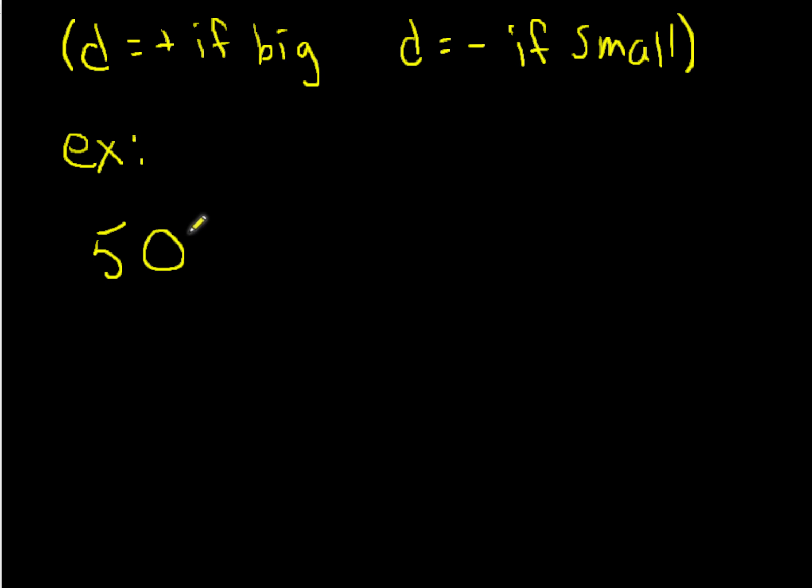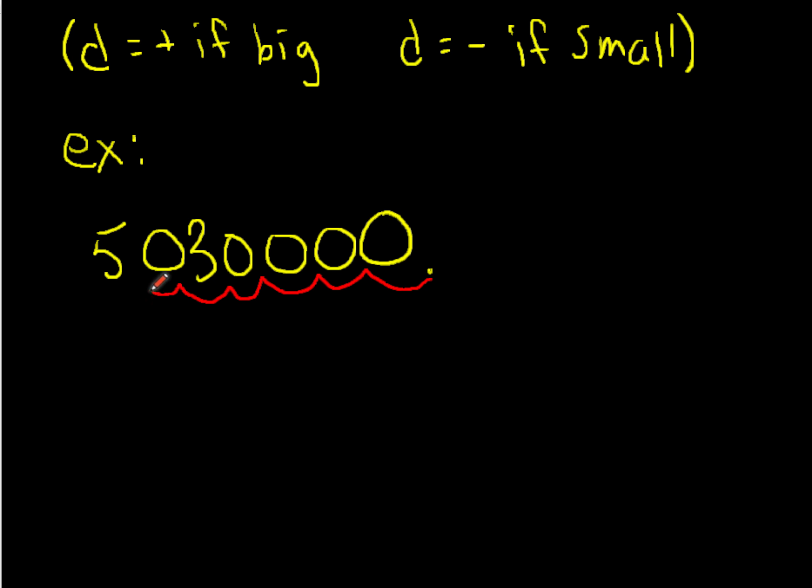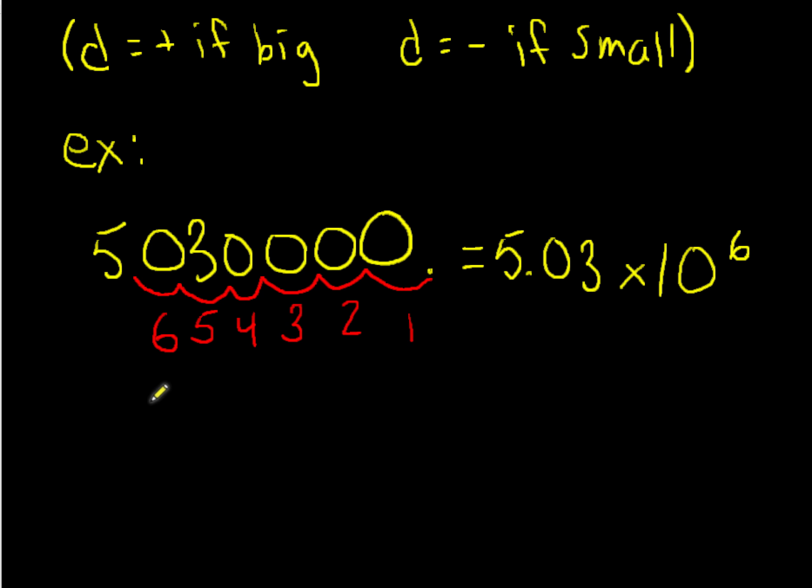Here's an example. 5030000. We start by finding the decimal and moving it over until the only number in front of it is the 5. There's only one number allowed in front of the decimal. Then we count how many places we moved it. In this case, we moved it 6 times over. This means that we have 5.03 times 10 to the 6.